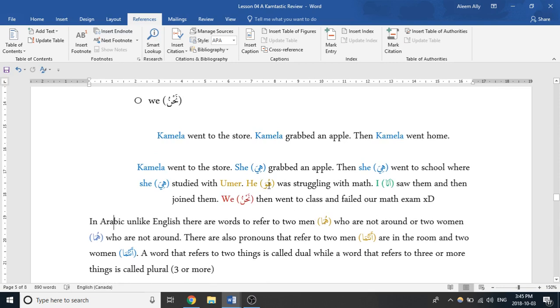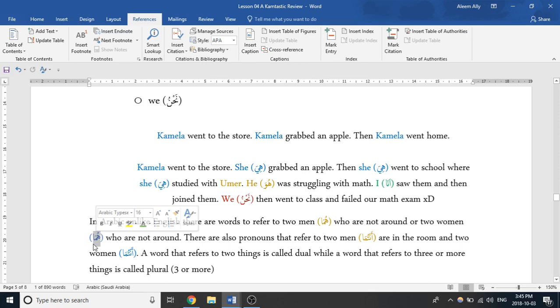So you see how Hua here was referring back to Umar, who's one dude. Hiya was referring back to one girl, who's Camilla. Well, if you have two men and you want to refer back to them, there's actually a word for that, and that's huma. That refers to two men who are not around, or two women who are not around. The same word is used, huma. And you can really only tell this from context.